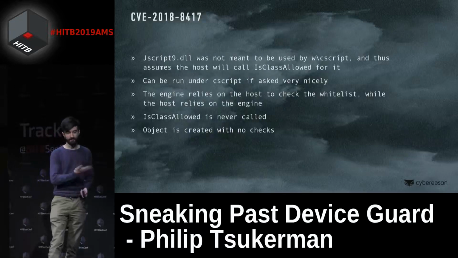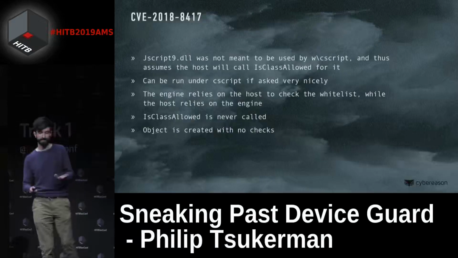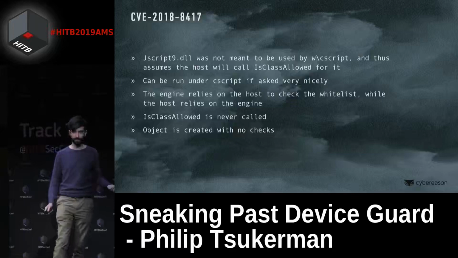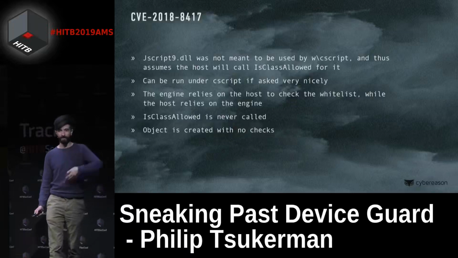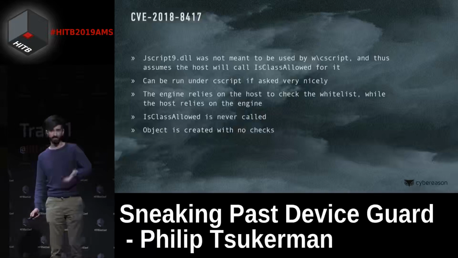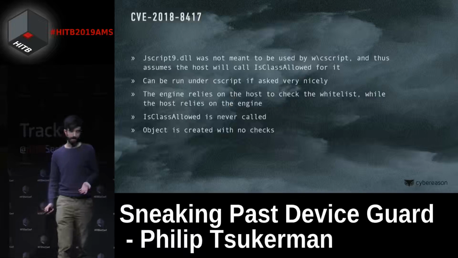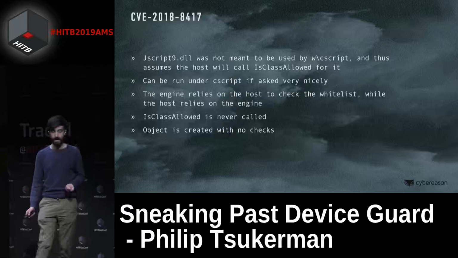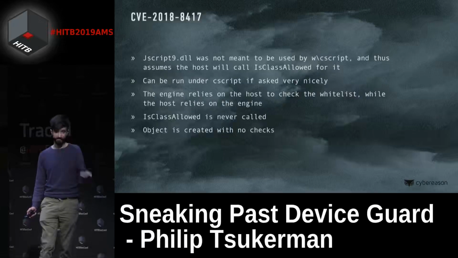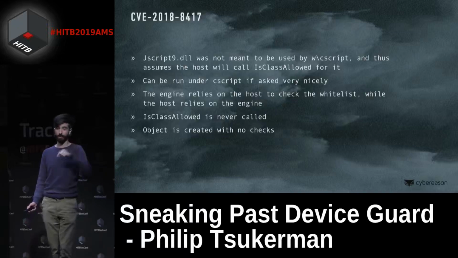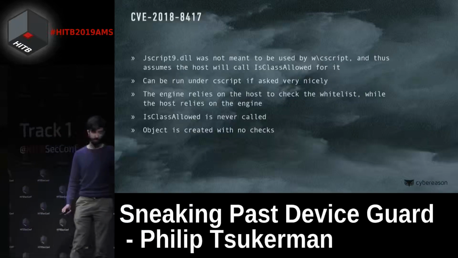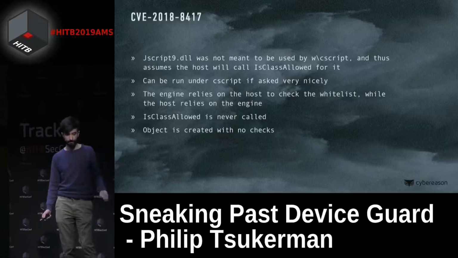The developers of JScript 9 pretty much only meant it to be used with mshtml.dll as a host. So they had the assumption of, well, my scripting host will be responsible for checking if I'm allowed to create any COM object. So they never call IsClassAllowed themselves. And the developers of CScript thought, well, there's JScript, there's VBScript, both of them try to call our function directly. So what we'll do is simply give them the pointer, and that's it.